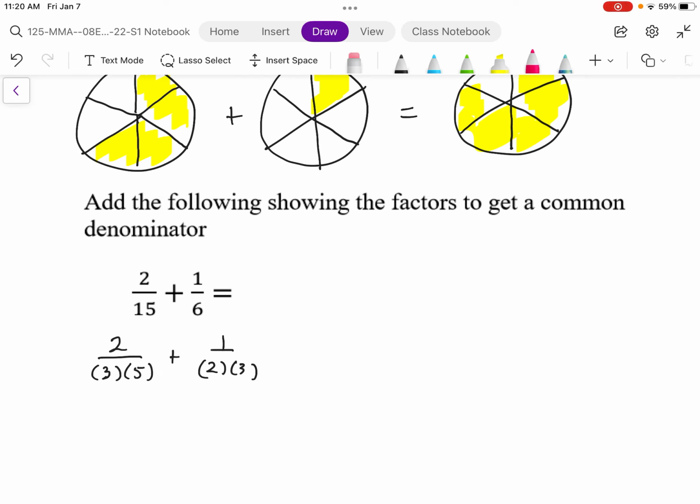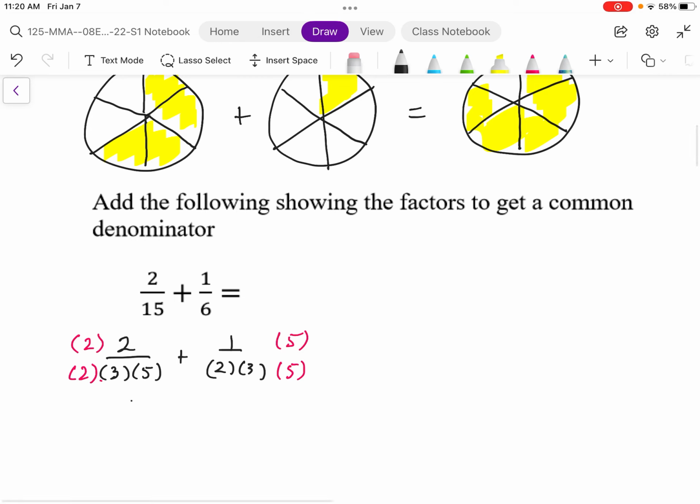When I take a look at the left-hand denominator, it's missing a factor of 2. So I'm going to write in a times 2 on the bottom. I have to make sure that I balance the fraction to get times 2 on top. On the right-hand fraction, I'm missing a times 5, and I need to make sure I do a times 5 on top. So when I do this, I now have a common denominator fraction. The common denominator works out to be 30. So I have 4 over 30 plus 1/6 becomes 5 over 30, and that gives me 9 over 30.